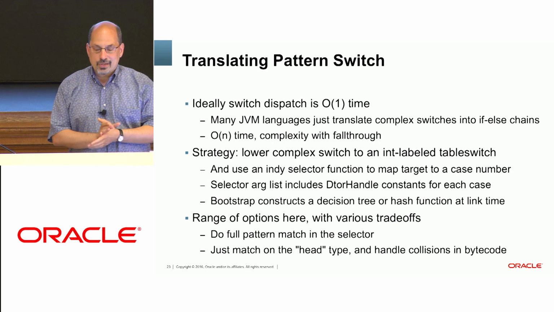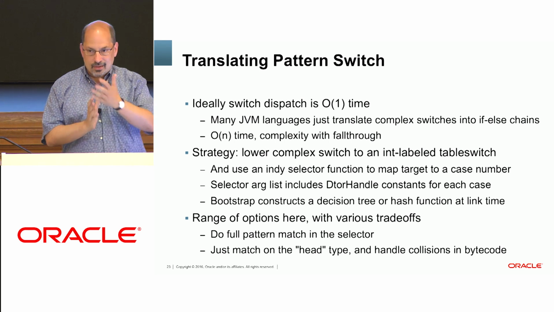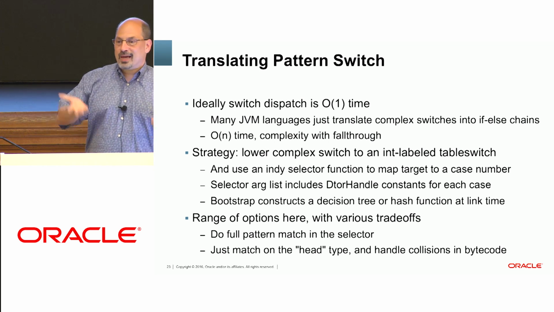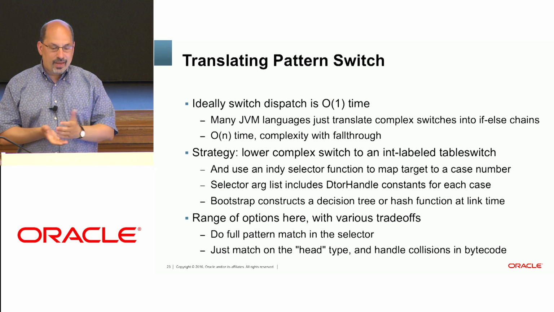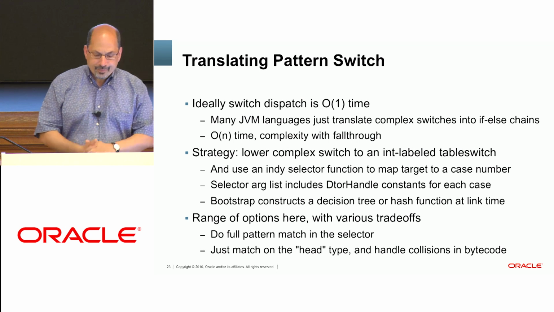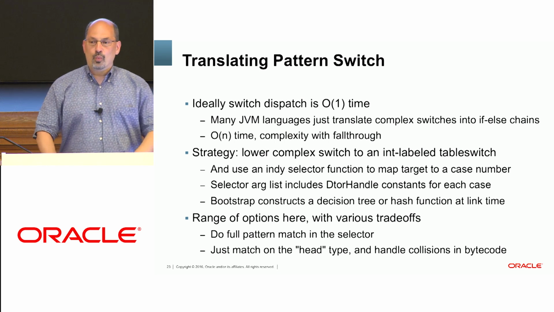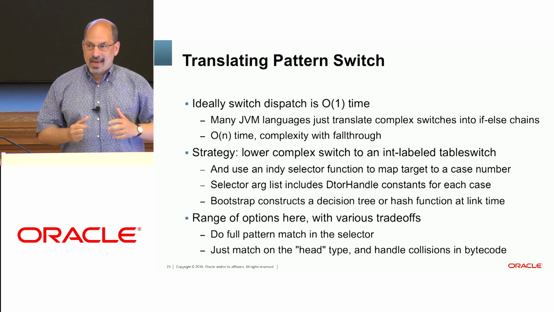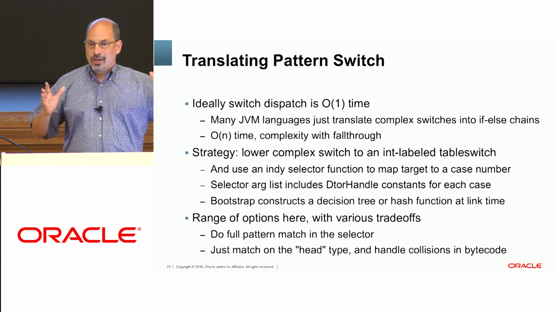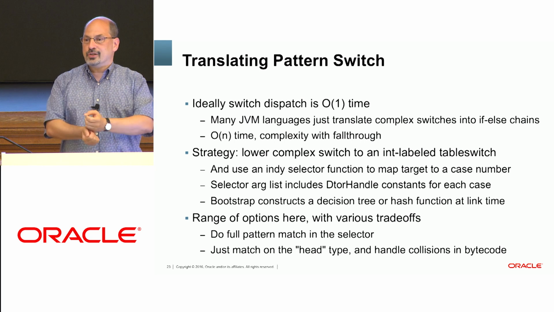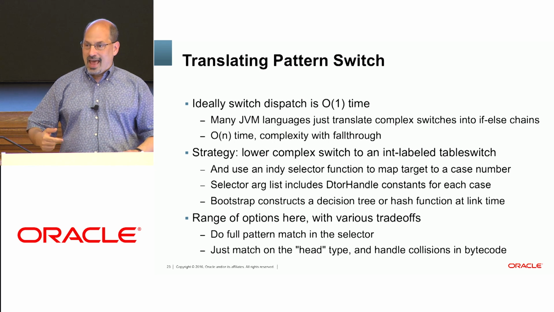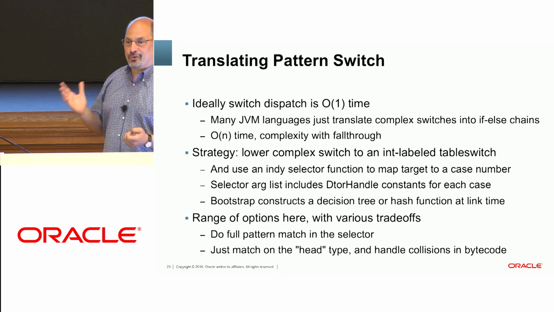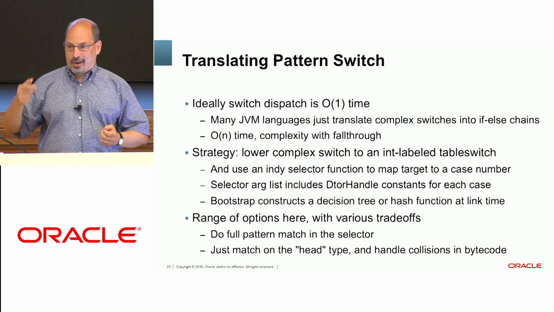A lot of languages translate switches into long chains of if-then-else, and our prototype does this too, right? But we'd like to do better. And you end up with something that has O(n) time complexity. So what we'd like to do is say, well, let's take this more complex switch, lower it to a switch on integers whose case labels are 1, 2, 3, 4, 5, 6, 7, and then have a selector function, which is an invokedynamic, that's going to return one of these numbers.